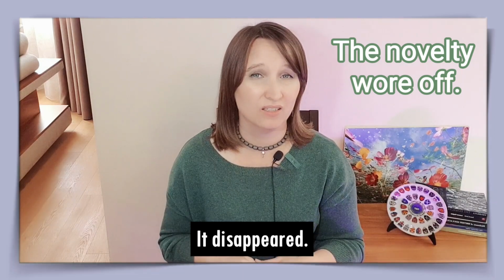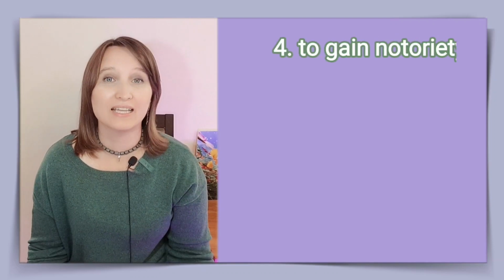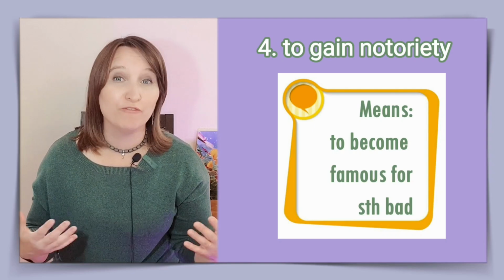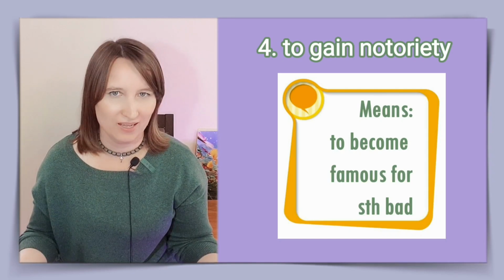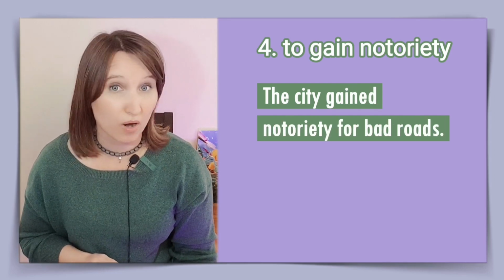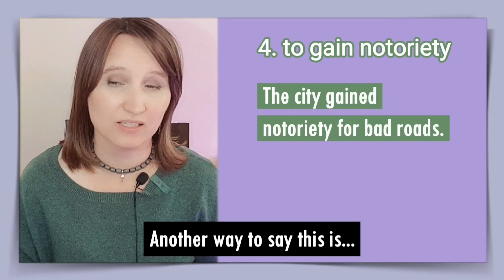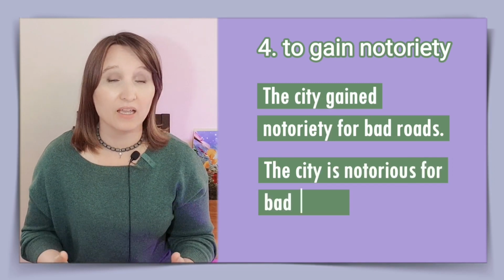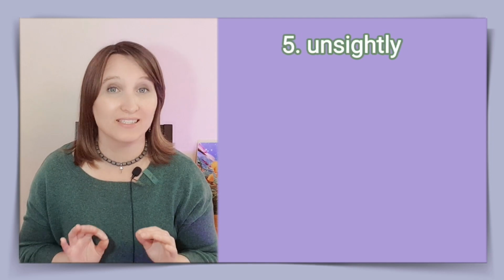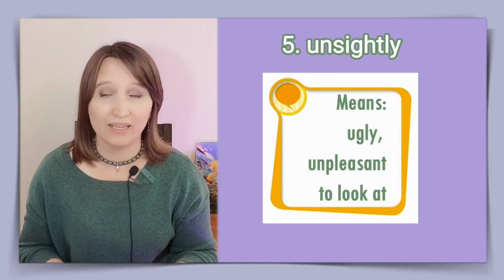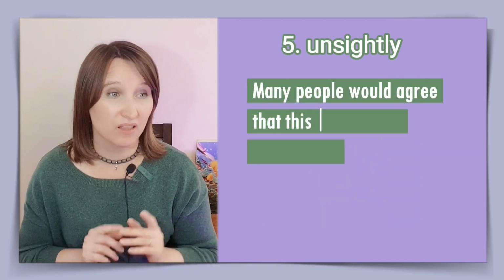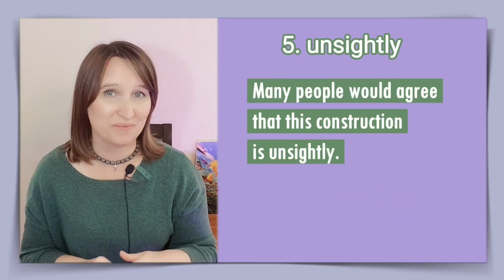It disappeared. Number 4, to gain notoriety. It means to become famous for something bad. An example, the city gained notoriety for bad roads. Another way to say this is the city is notorious for bad roads. And number 5, unsightly. It means ugly, unpleasant to look at. Many people would agree that this construction is unsightly.